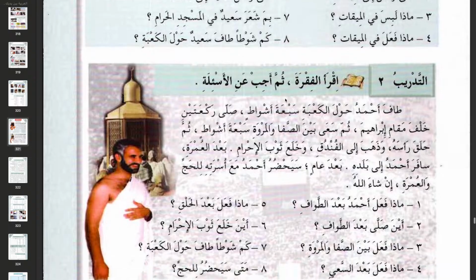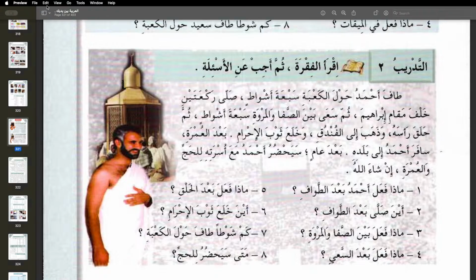The second one, the same thing, اقرأ الفقرة ثم أجب عن الأسئلة. So here we have Ahmad. طاف أحمد حول الكعبة 7 أشواط. Right, Ahmad did tawaf around the Kaaba 7 أشواط, 7 rounds. In other words, طاف 7 أشواط حول الكعبة. Ahmad did 7 rounds of tawaf around the Kaaba.